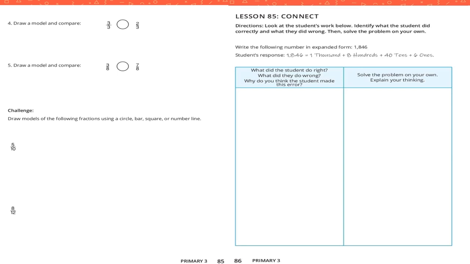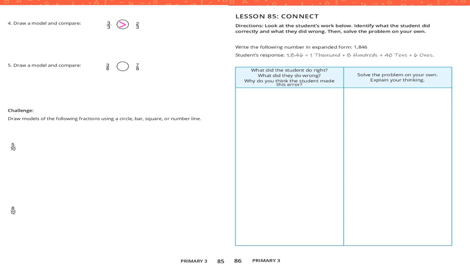Let's complete the previous example. Compare between 3 over 3 and 2 over 3. Ask yourself, is it a crazy fraction or a normal fraction? Yes, it's a normal fraction because we have the same denominators. So, compare. Which is bigger, 3 or 2? Yes, 3 is bigger than 2. So, 3 over 3 is bigger than 2 over 3.